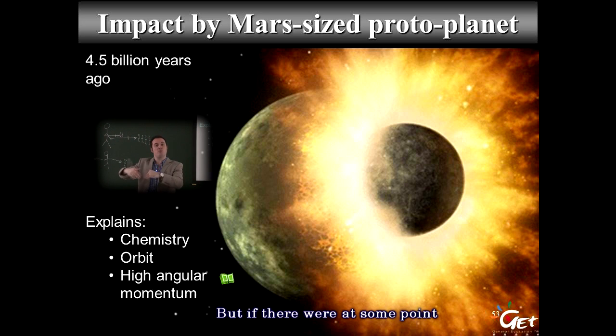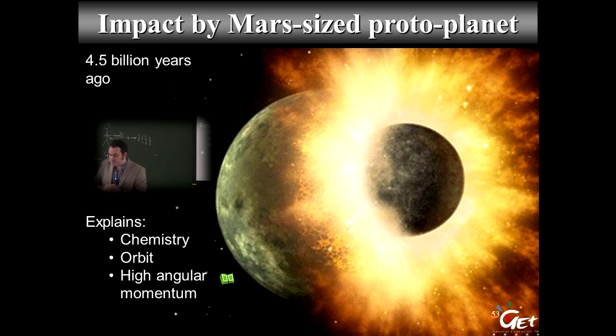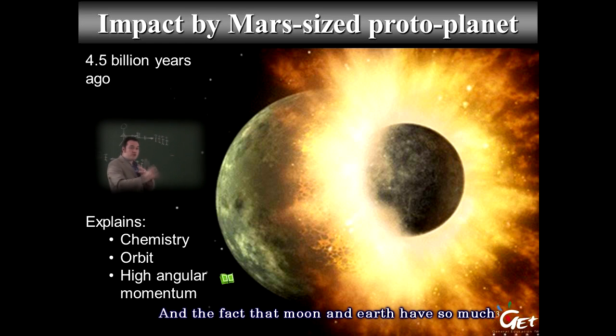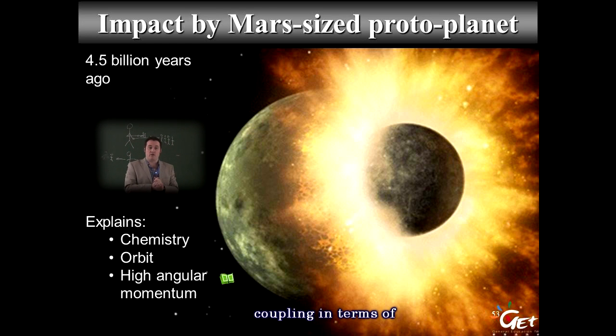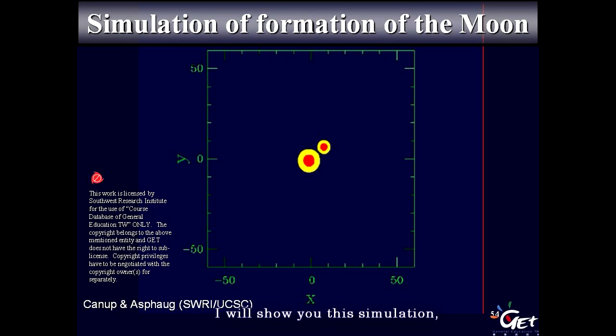But if there was at some point an impact on Earth, it may be responsible for this change of axis of rotation. And the fact that Moon and Earth are so coupled in terms of very high angular momentum, which means that the Moon is turning around the Earth far faster than it should, is also in favor of this kind of scenario. So I'll show you this simulation from people from the University of California.